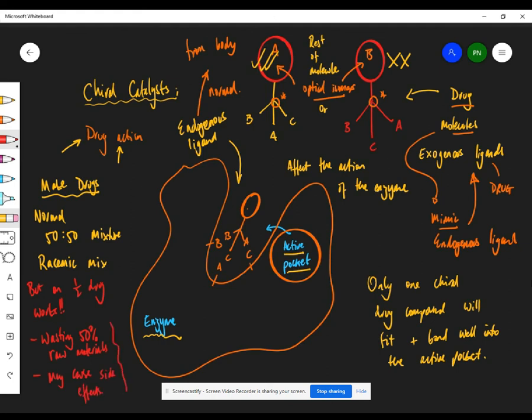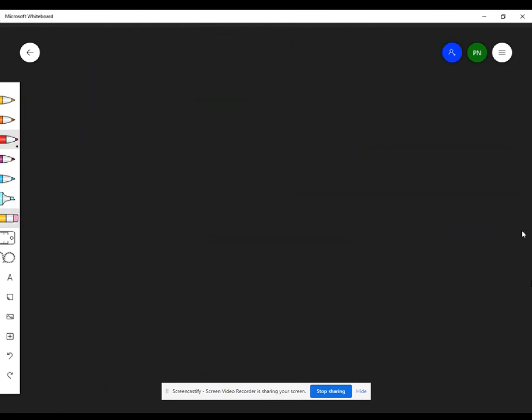So we only want one optical isomer, and we want to eliminate the wasted one that does nothing, does not work in the active pocket. And as I say, we do this for two reasons: for wastage reasons, for economy, and for safety. And that's why we use chiral catalysts, because it enables us to make one isomer over the other.